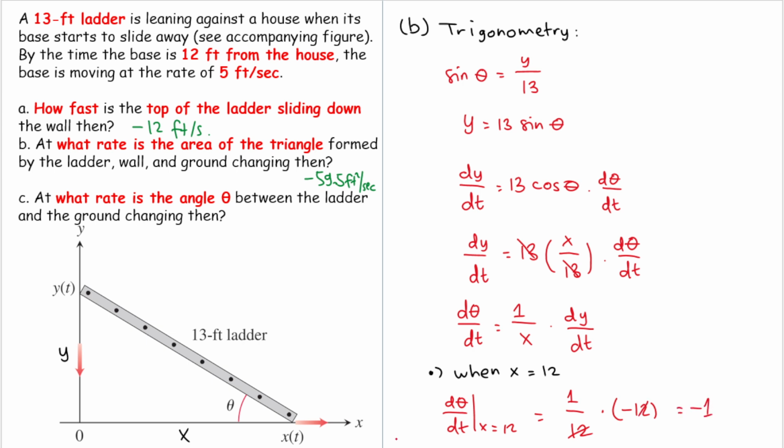And the unit of theta here is radians, and the unit of time here is seconds. So we'll have minus 1 radian per second. And I think that's all for this problem.